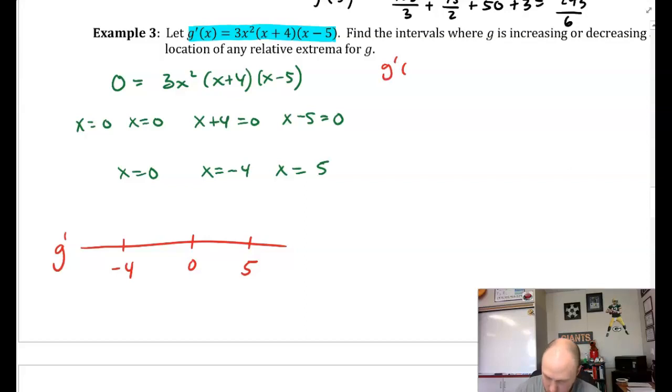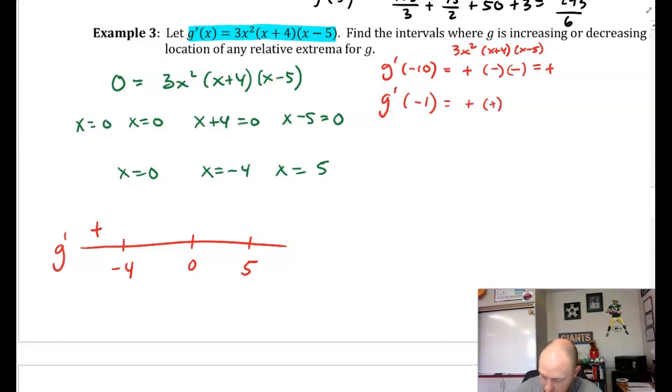What's g prime of negative 10? That's going to be positive. If I plug it into my first term, 3x squared, everything's going to be positive there. X plus 4 is going to be negative, and x minus 5 is also negative. So positive, negative, negative gives me positive. So I know g prime is positive there. Now g prime of negative 1. Negative 1 in the first term is positive, negative 1 in x plus 4 gives a positive, and negative 1 in x minus 5 gives a negative. So this is negative on this interval.